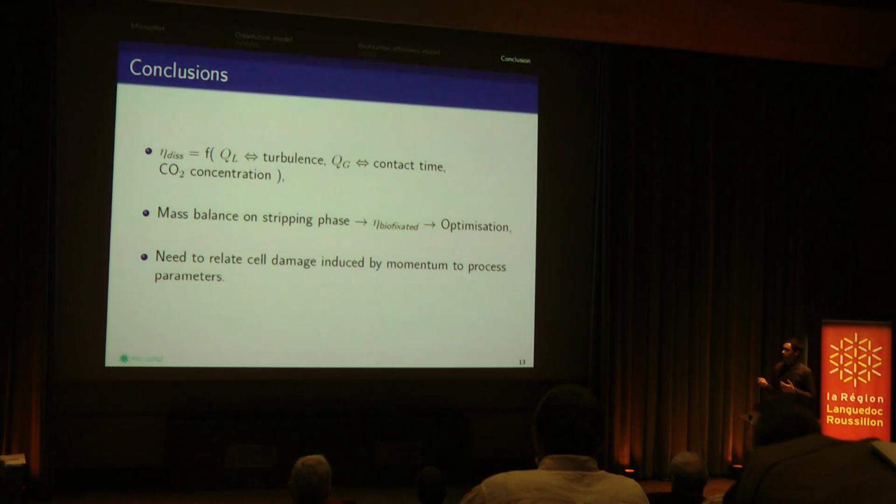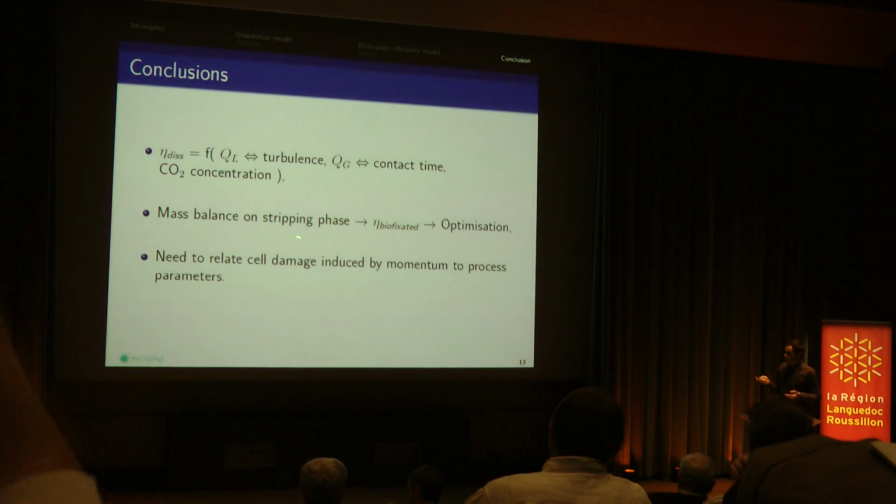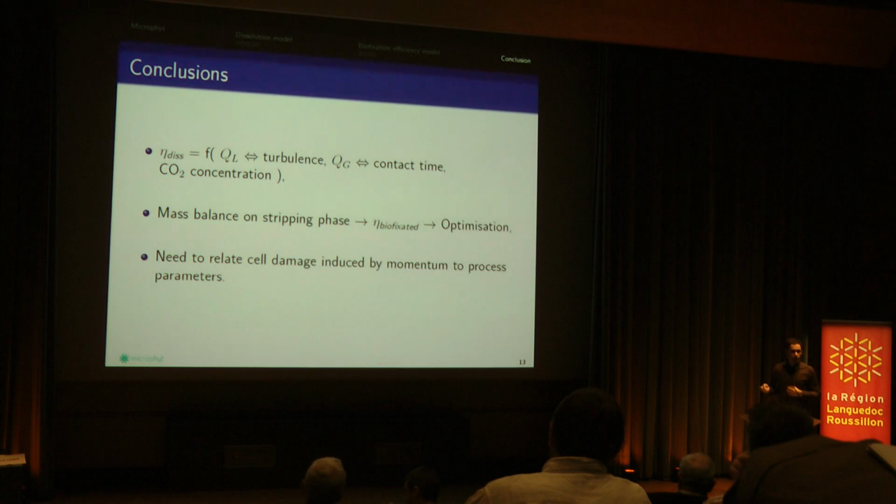So as a conclusion, we have a model of dissolution as a function of the process parameters. And we've seen that the liquid freight is mainly related to turbulence for dissolution, that gas freight is mainly related to contact time, and we've seen the effect of CO2 concentration. When it rises, it's less uniform. If we want to be able to predict biofixation efficiency, we need to take into account the stripping phase, and it enables optimization for this objective.